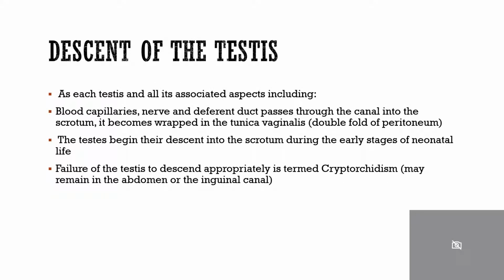The descent of the testes. As each testes and all its associated aspects, including blood capillaries, nerve, and deferent duct, passes through the canal into the scrotum, it becomes wrapped in the tunica vaginalis, the double fold of peritoneum. The testes begin their descent into the scrotum during the early stages of neonatal life, and failure of the testes to descend appropriately is termed cryptorchidism. They may remain in the abdomen or within the inguinal canal where they are initially situated.